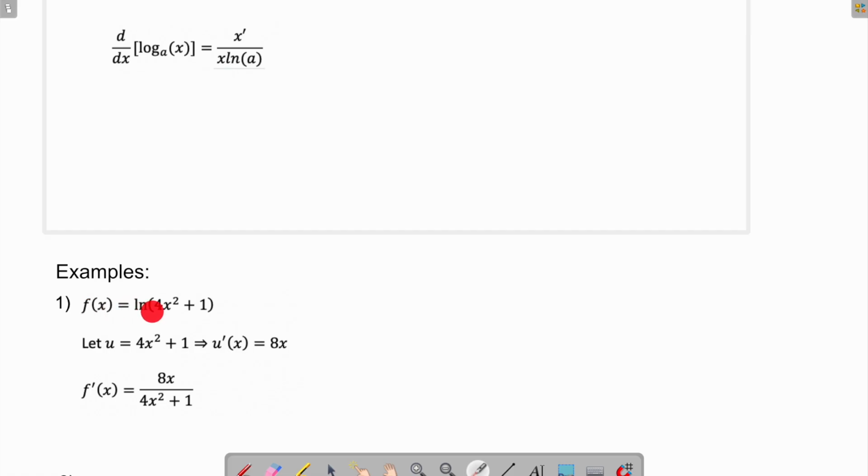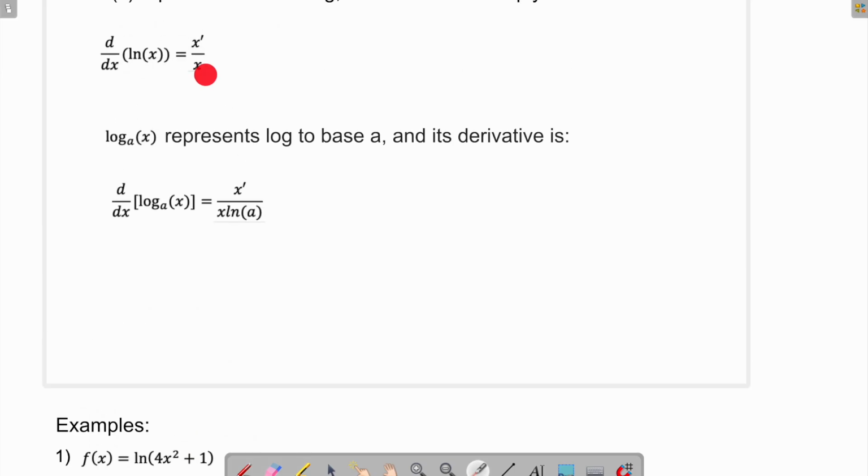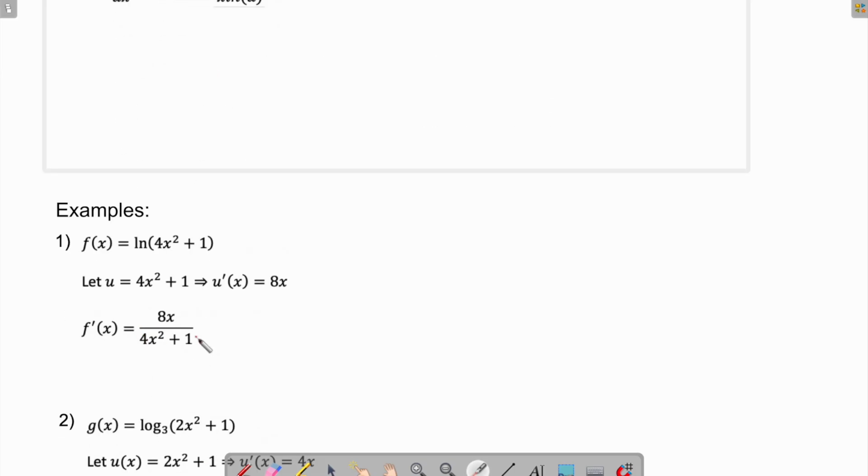So here we have f of x equals ln of 4x squared plus 1. So we see that it's a natural log. Simply we can find u here to be 4x squared plus 1. The derivative of the inside here is just equal to 8x, because remember, anything without a parameter goes to 0. So we have 8x all over the original x here, as we can see, the 4x squared plus 1.